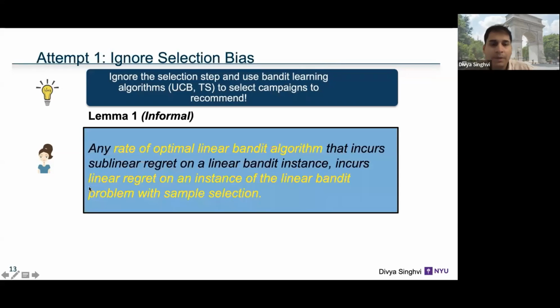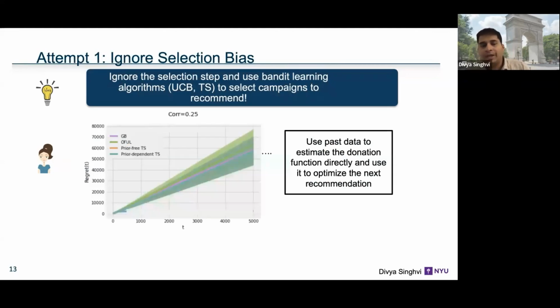Unfortunately, what we prove in the paper is that any rate-optimal linear bandit algorithm that incurs sublinear regret, which is the lower bound in terms of regret, unfortunately incurs linear regret in this sample selection bandit setting. One can see that also using numerical experiments. Here are the results from this experiment. On the x-axis is time periods, on the y-axis is regret. You see that regret scales linearly for all of these existing algorithms.